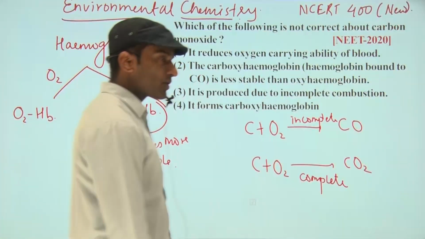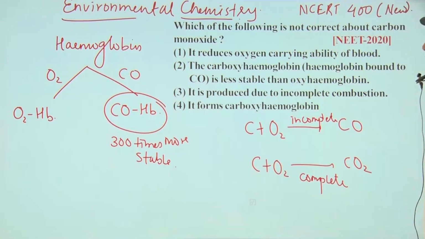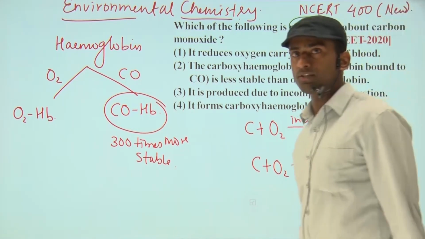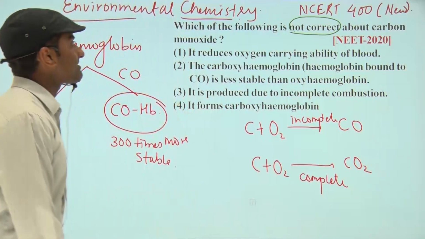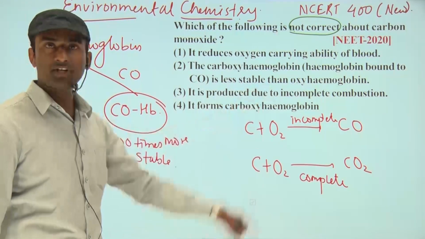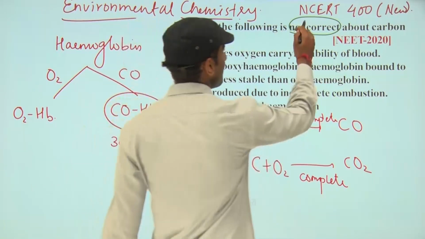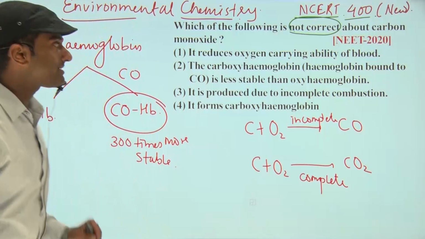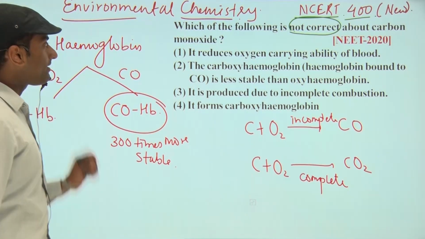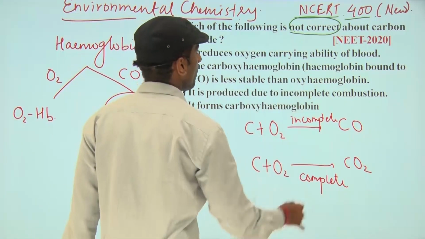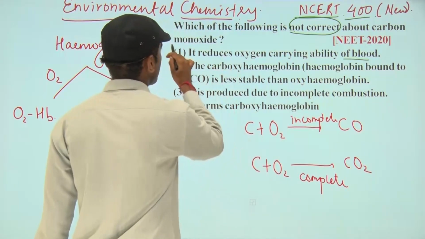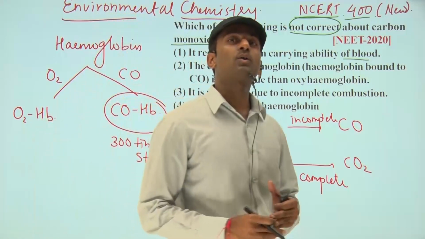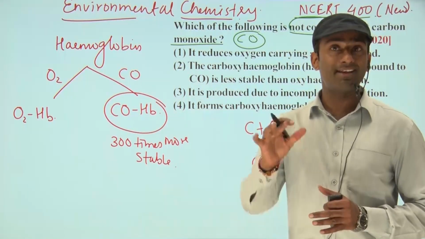Thank you. This question is asking which of the following is not correct, a wrong statement about carbon monoxide. This question is taken from the environmental chemistry chapter. And as far as NCERT is concerned, you will get this at page number 400, new NCERT. So first of all, it reduces the oxygen carrying ability of blood. We are talking about carbon monoxide. Of course, hemoglobin is the oxygen carrier in our body, present in the blood.